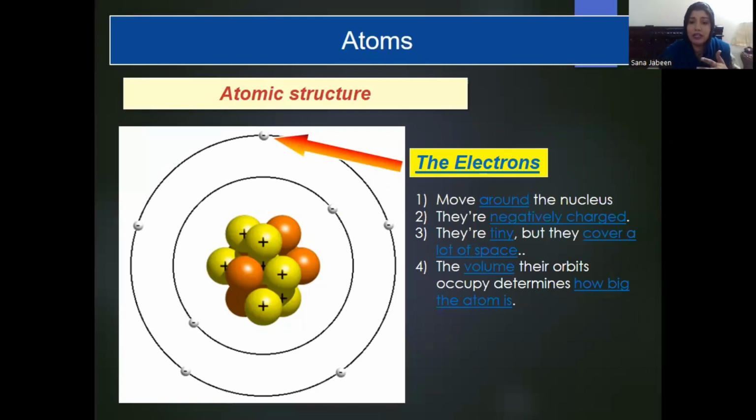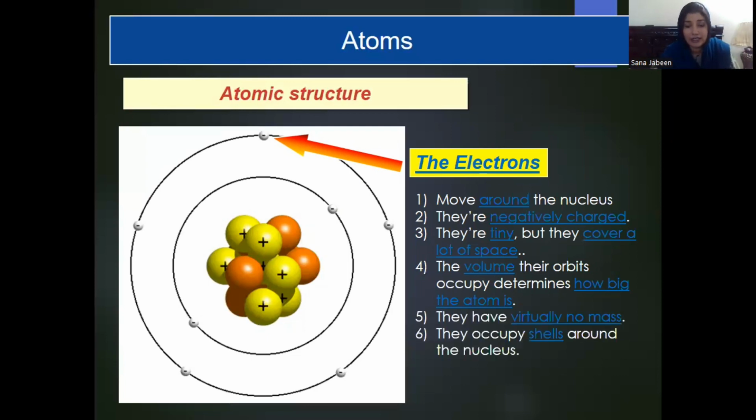And we know that the volume of the atom depends upon how big the atom is, which depends upon the shells, that is, how far away the shells are present. They have virtually no mass. They occupy shells around the nucleus. These shells explain the whole of chemistry.